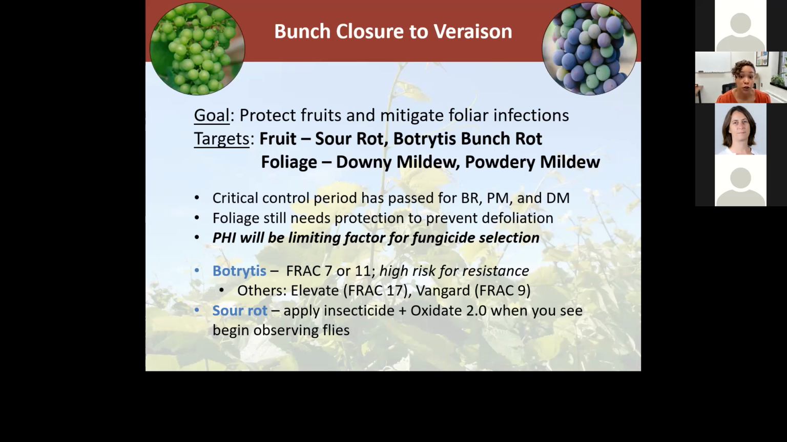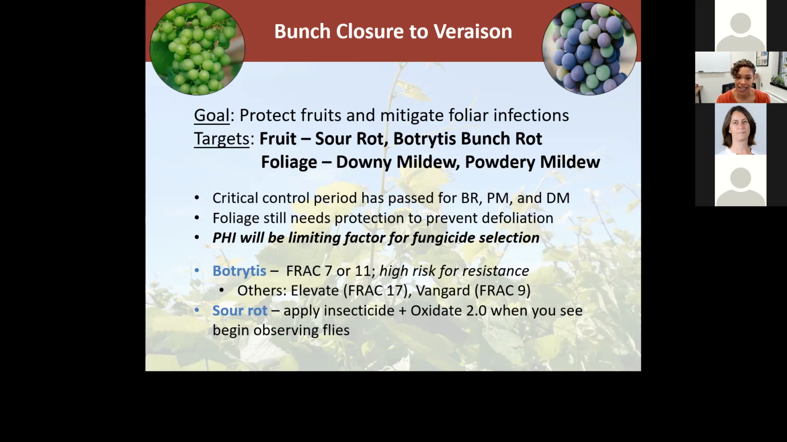So again, the critical control period for black rot, powdery mildew, and downy mildew has passed at this point. The foliage still needs to be protected. Of course, your pre-harvest interval is going to be a big limiting factor in the products that you can use at this point in the season because you are so close to harvest.